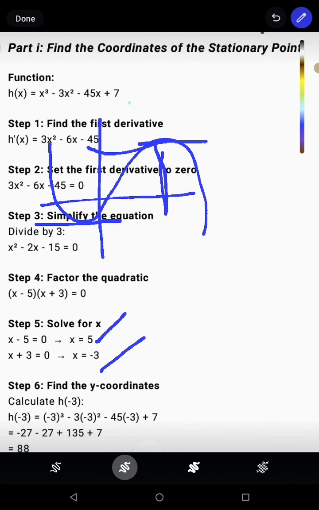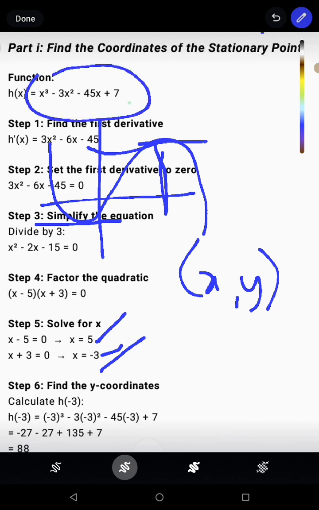But here they said find the coordinates. When you have the coordinate of a point, you have both the x coordinate and the y coordinate. That's how you get the coordinate of a point. Are we together here now? So what do we do to get a y coordinate? Substitute x equals minus 3 into this h of x to get the y coordinate, because h of x will be equal to y actually. Are you getting what I'm saying now?